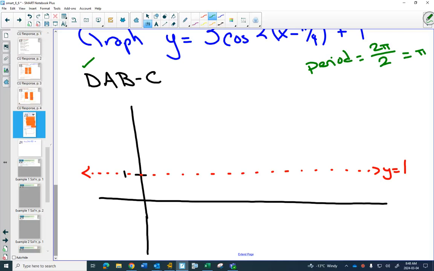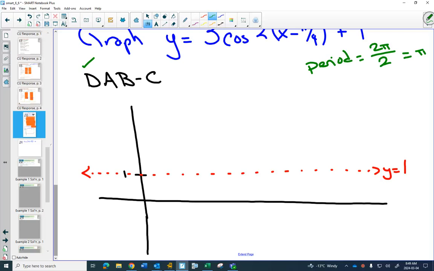So all we use the D value for is to draw our average. Next, we look at our A value. Our A value is 3. That's our amplitude. Amplitude is the distance from your center line to a maximum or to a minimum.